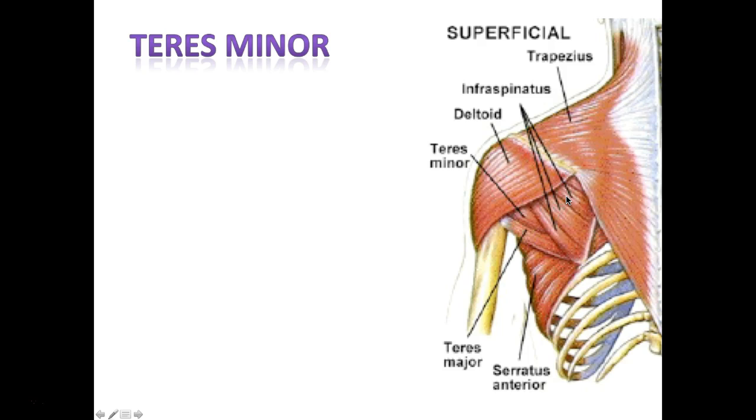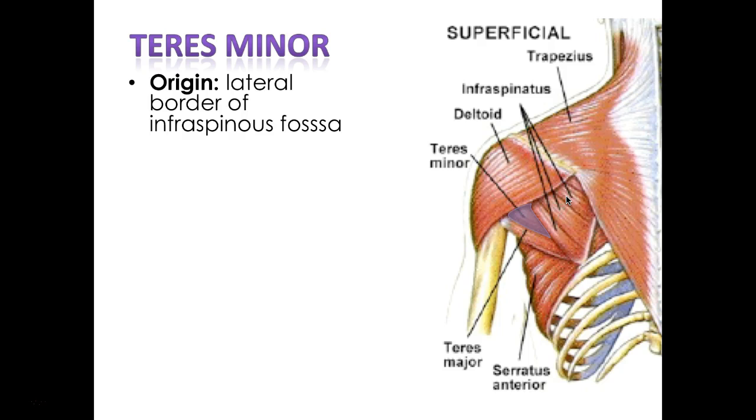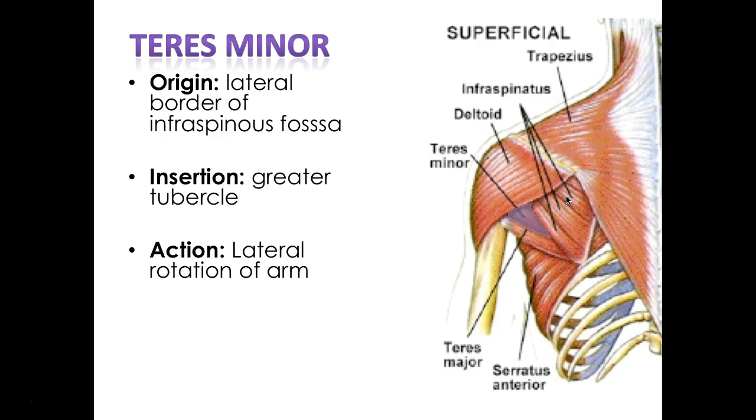Now we have our teres minor, and teres minor is this little guy over here, and it's originating from the lateral border of the infraspinous fossa. Sorry, I got 3 S's in there, I just realized. And the insertion is the greater tubercle. So almost all of these rotator cuff muscles are inserting into the greater tubercle, and its action is going to be lateral rotation of the arm as well, same as infraspinatus.